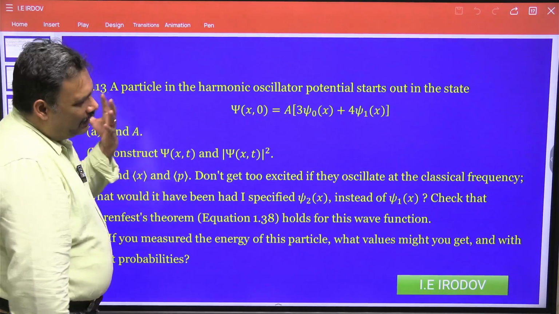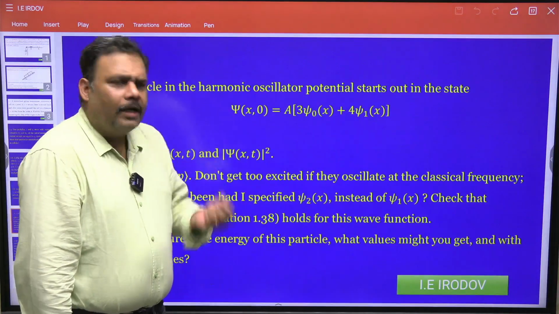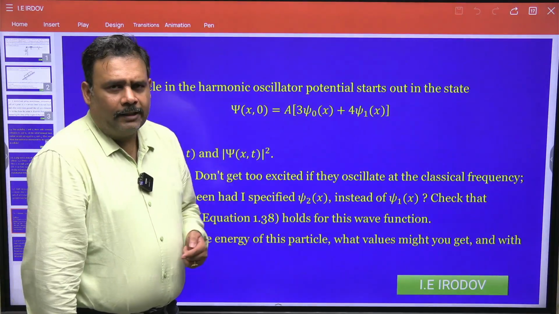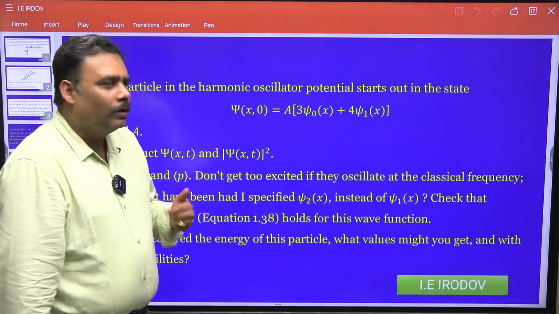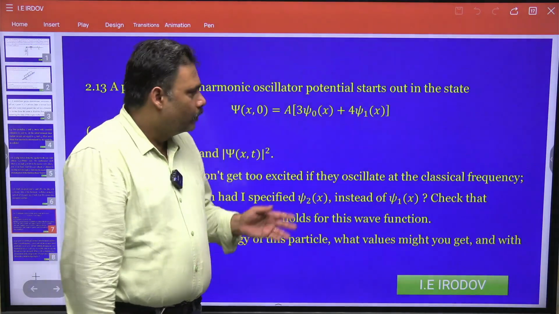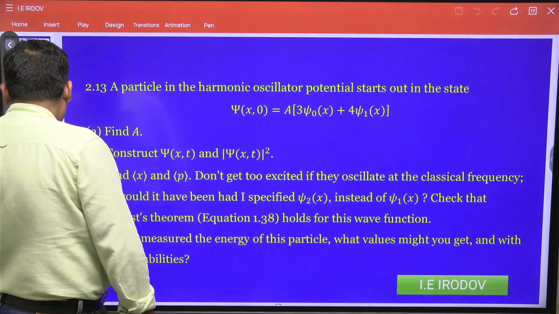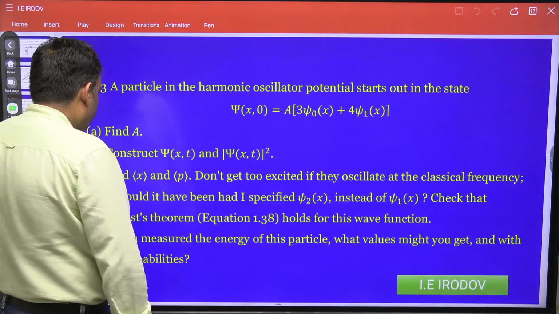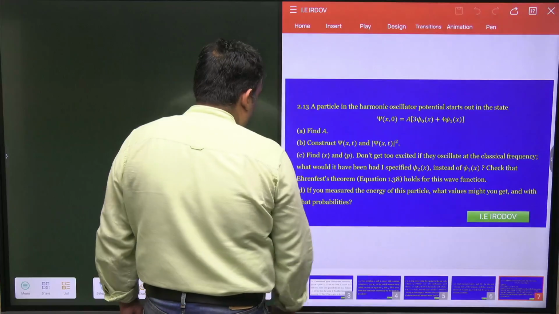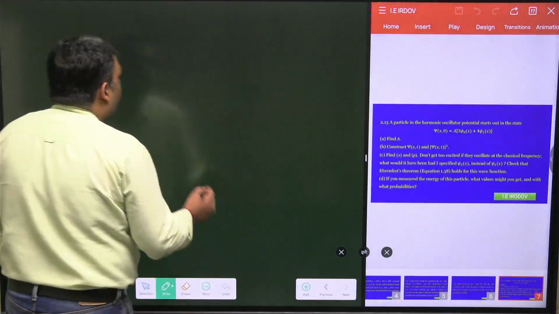Obviously we can solve this problem in Dirac notation, which will be easier using operators. So let us go for this particular one. And if I am talking about operators, that means I am talking about the raising and lowering operators. So let us try to go for this one. The psi is given, and what is this particular psi?